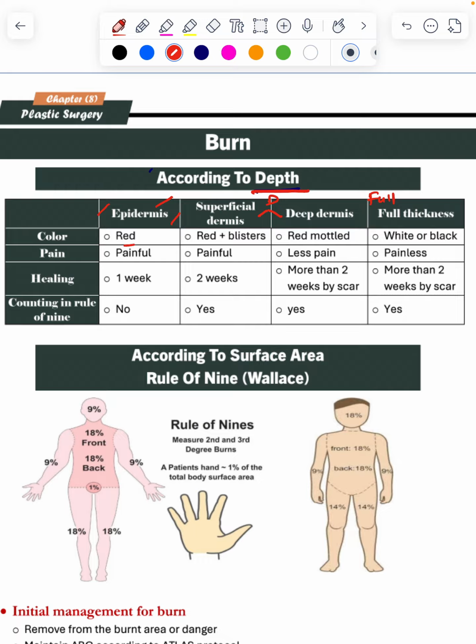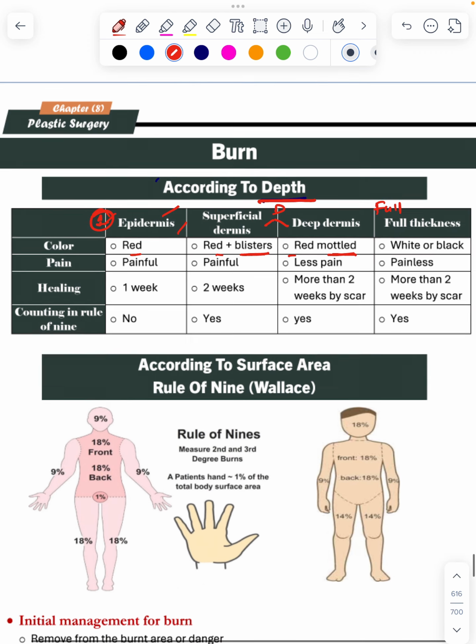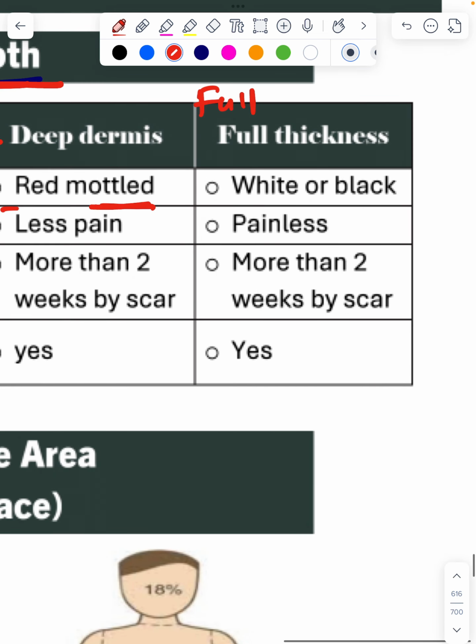Color is red for all. One, two, three. One is only epidermis. Second is superficial dermis. Third is deep dermis. So one is red. Here it is red plus blister, red plus mottle. The difference is blisters can be present in superficial dermal burn also. So in superficial epidermis and dermal burn, there can be blisters, mottling in the deep dermis, and full thickness burn is white or black, because of charring.